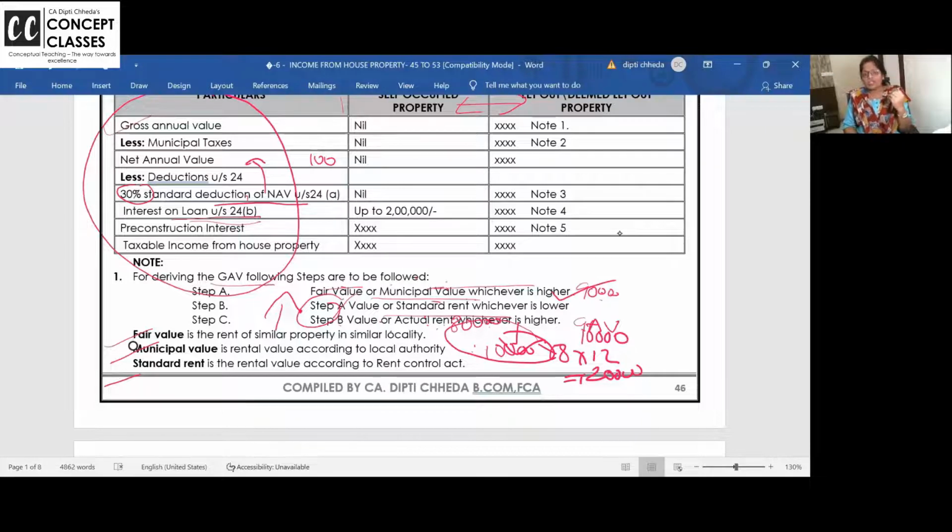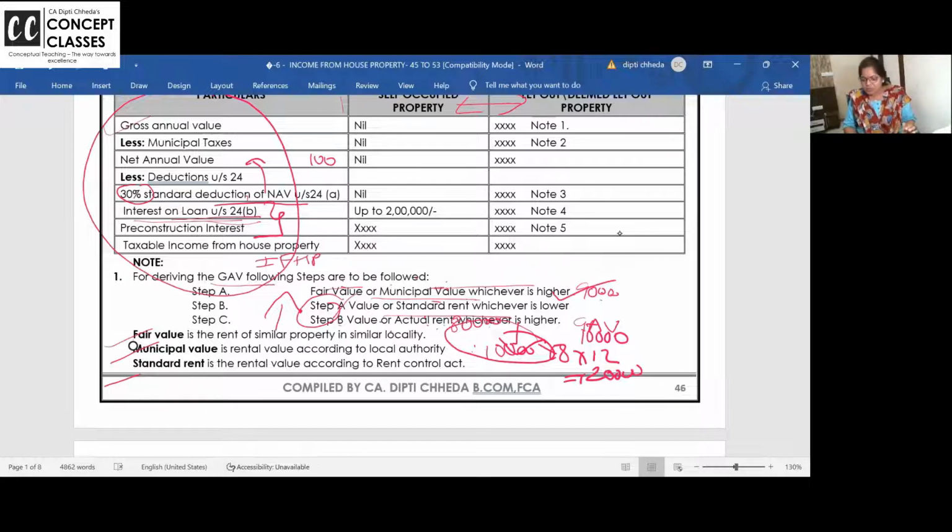Whenever you take a housing loan, whatever interest, achha, interest on loan is allowed on due basis. Even if it is due, it is allowed, right? So GAV minus municipal taxes gives NAV, then standard deduction, then interest on loan, including pre-construction interest if any. That gives you income from house property.